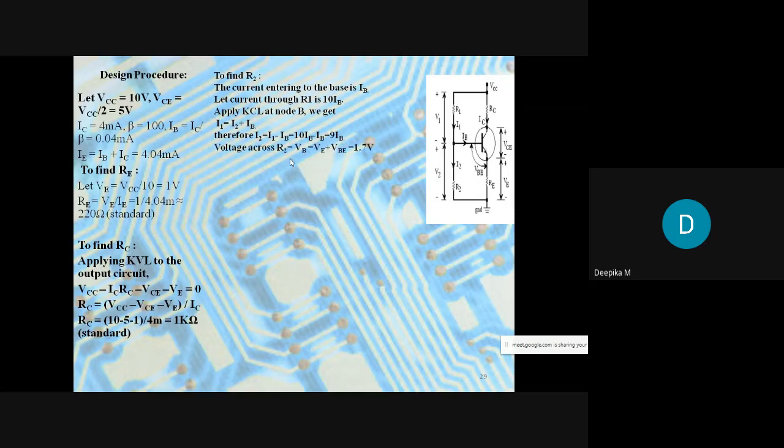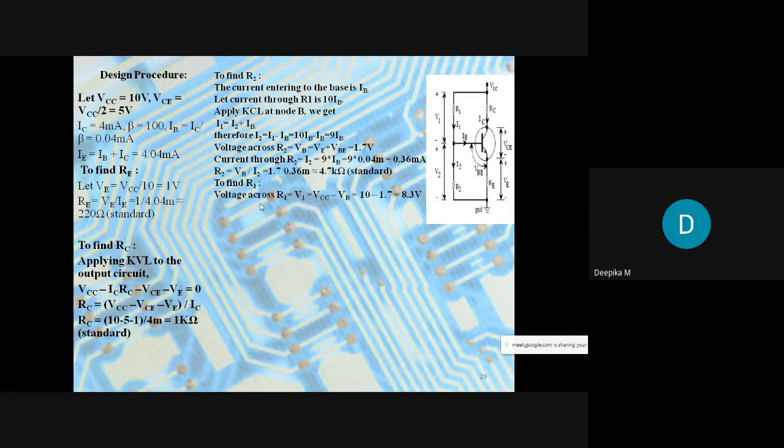And voltage across R2 is VE plus VB. You can see here, it is VE plus VB, which is 1.7 volts. And the current through R2 is usually 9 times IB. So therefore, it is 0.36 milliamps.